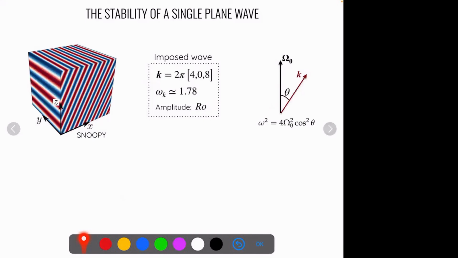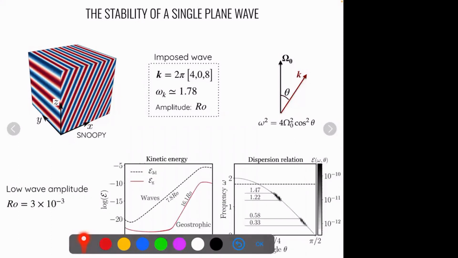So to explore that, I'm using again the code Snoopy, but instead of modeling tidal flows, I'm just looking at the stability of one inertial wave. So I'm just looking at the stability of this flow, this imposed wave that has an eigenfrequency of 1.8 or so. And I fix this amplitude. I'm going to call this amplitude the Rossby number.